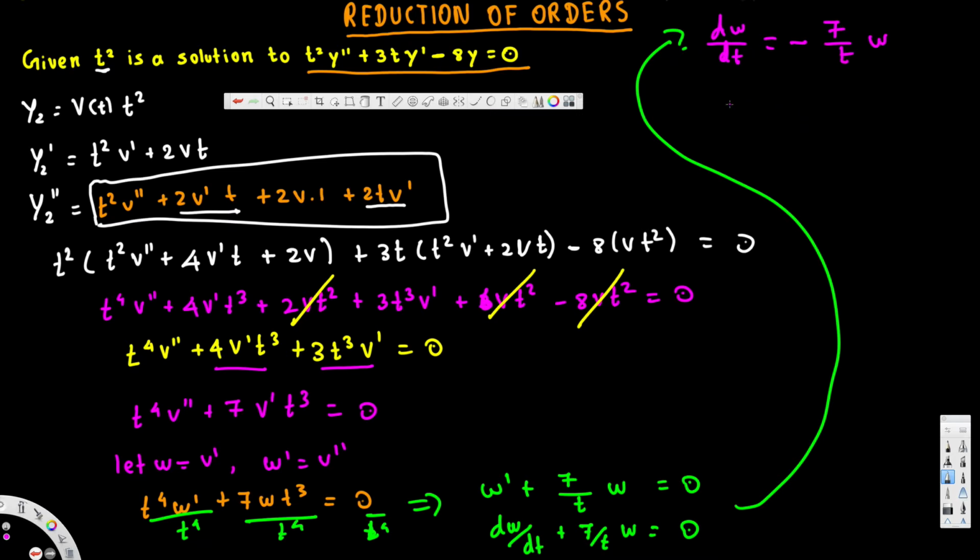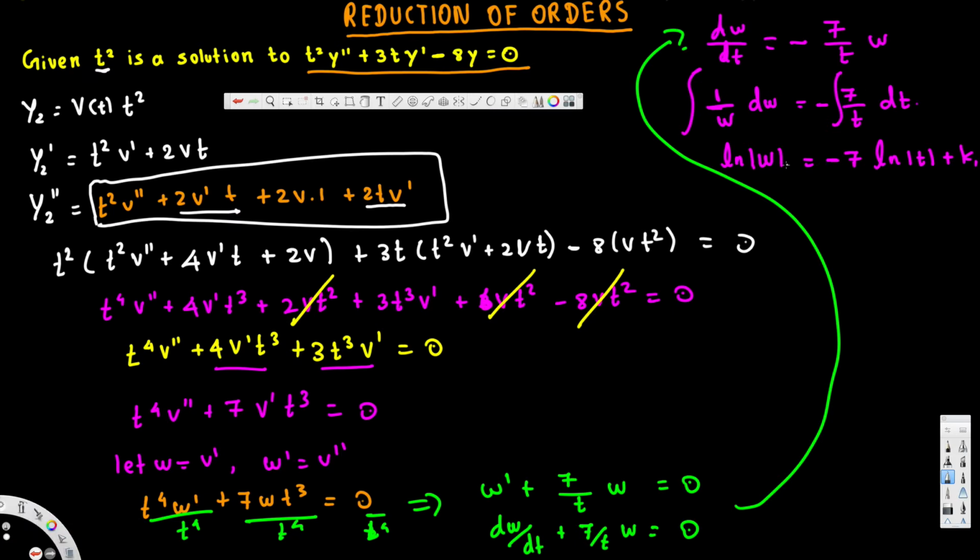If we separate this, I keep the negative on this side, so 1 over w dw, and on the other side, if we bring this dt, it is negative 7 over t dt. Now we just integrate both sides. If you integrate 1 over w, that's going to be ln of w, and if you integrate the other side, this is going to be negative 7 ln of t plus a constant. Let's call this constant k1.